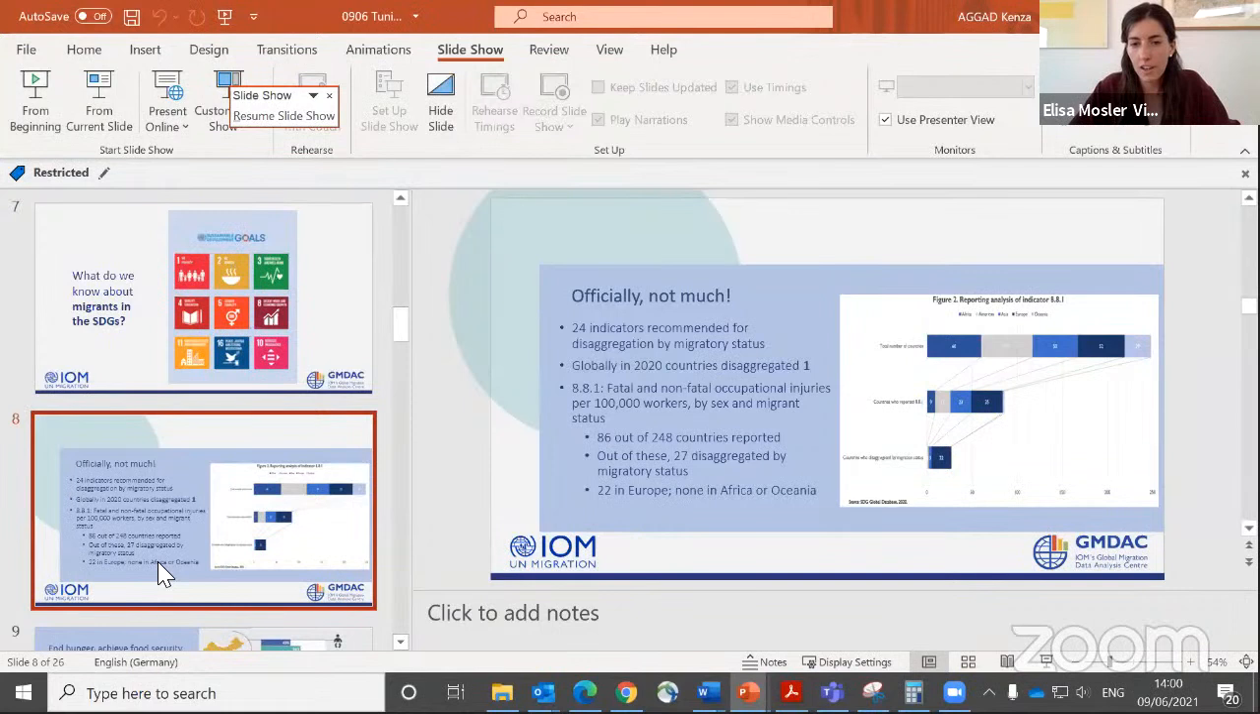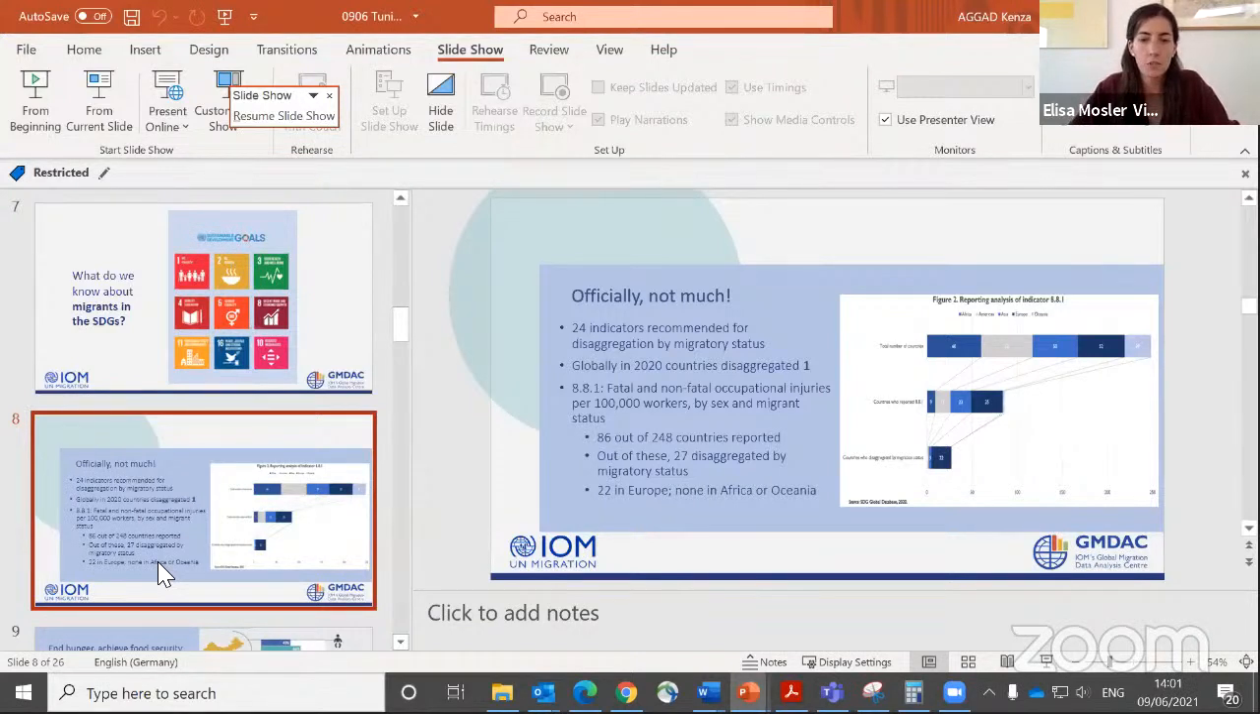There's only one indicator out of over 230 in the SDGs that is disaggregated at the global level by migratory status. This is about occupational injuries for labor migrants. And so it's 8.8.1, as you can see on the screen.